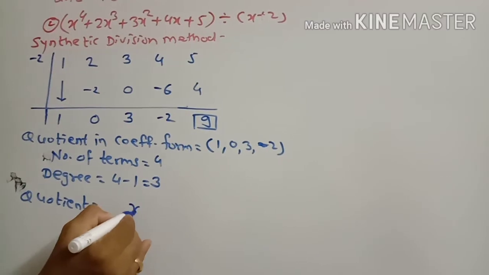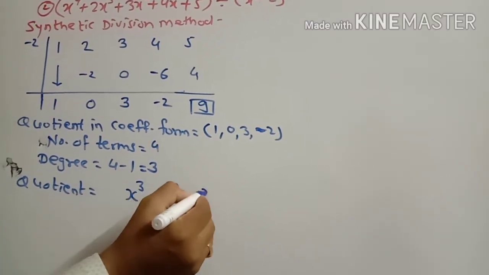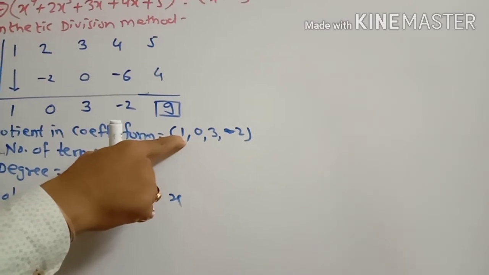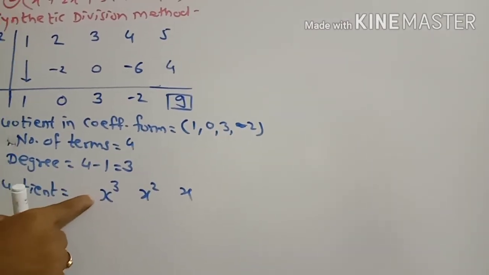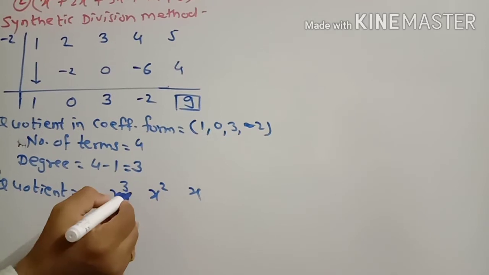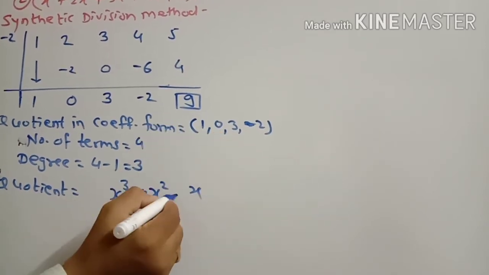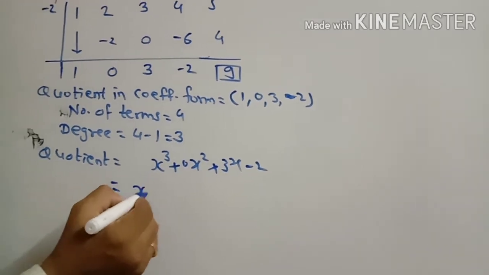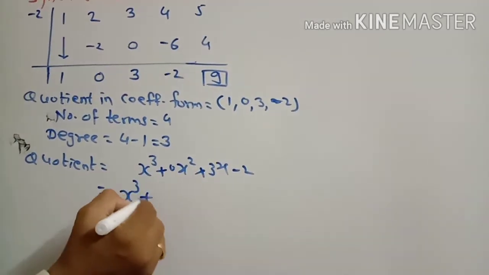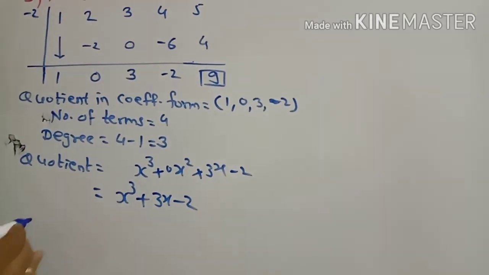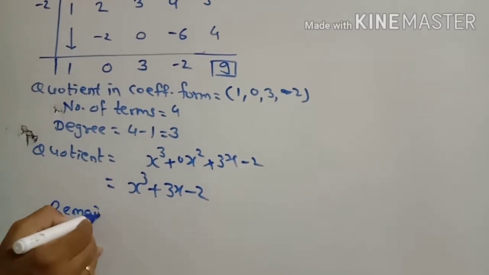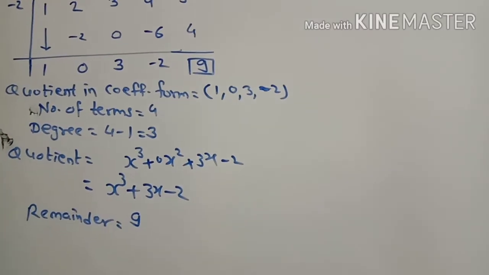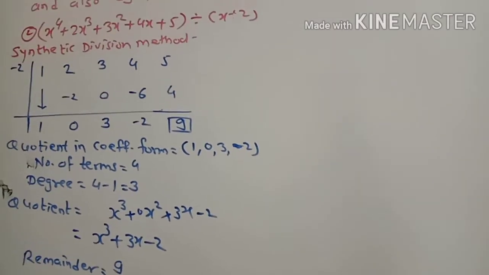Therefore we write the quotient in index form. The variable is x, therefore start from x cube, x square and x. Now the first coefficient is 1, therefore we do not write the 1. Then plus 0x square, then plus 3x, and the constant term is minus 2. That is, the quotient is x cube plus 3x minus 2, and the remainder is 9.